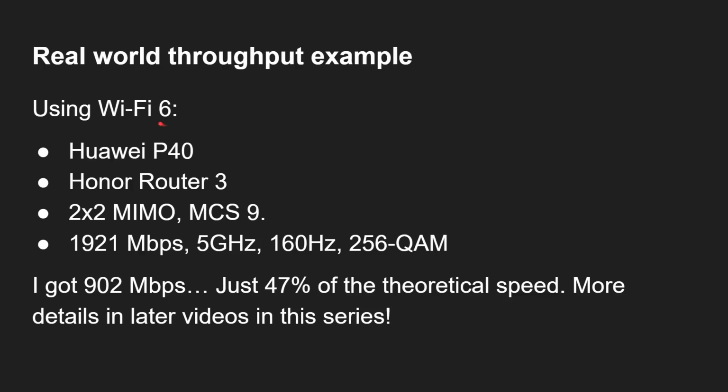So here's an example using Wi-Fi 6 with a Huawei P40 connected to an Honor Router 3 using 2 times 2 MIMO, which was an MCS of 9. You can look that up in that table if you want to, just Google it, MCS table, which means it had a theoretical physical data connection speed of 1921 megabits a second. So that's 5 gigahertz, 160 megahertz channel with 256 QAM. What did I get? I got 902 megabits a second. So 1921 all the way down to 902. That's just 47% of the theoretical speed.